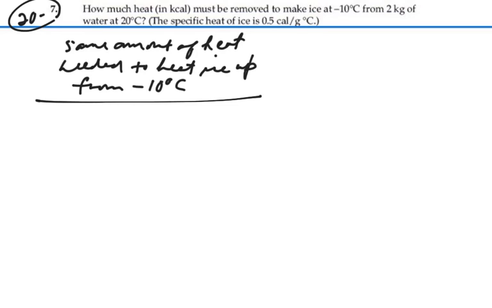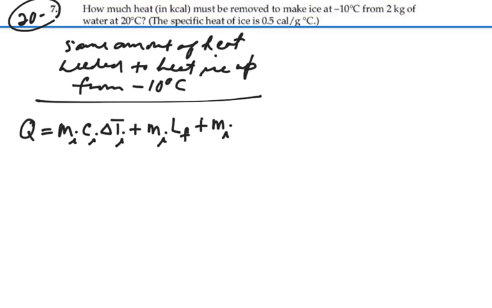If we think of the problem that way, then the heat would be equal to the mass of the ice times the specific heat of ice times the change in temperature of the ice. And then we go through a phase change, which would be the mass of the ice times the latent heat of fusion. And then we'll have a heating up of the resultant water, which will still be in terms of the mass of the ice, specific heat of water times the change in temperature of the water up to 20 degrees Celsius.